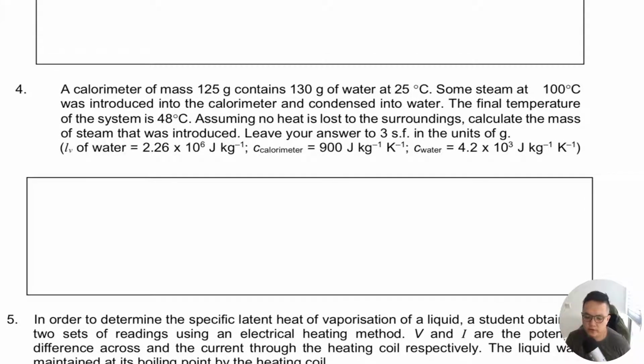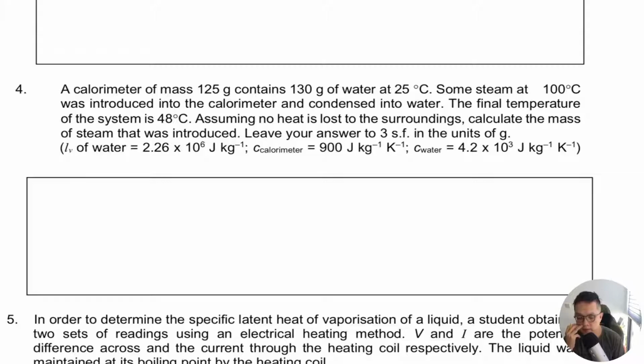Question 4: you have a calorimeter of mass 125 grams that contains 130 grams of water at 25 degrees Celsius. Some steam at 100 degrees Celsius was introduced into the calorimeter and was condensed into water. The final temperature of the system is 48 degrees Celsius. Assuming no heat loss to the surroundings, calculate the mass of steam that was introduced.